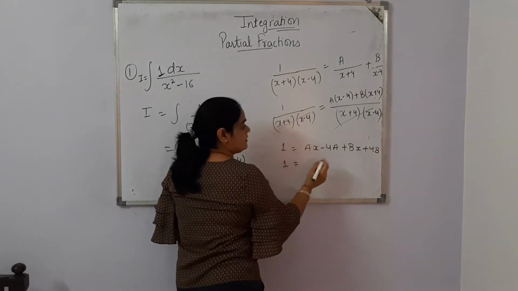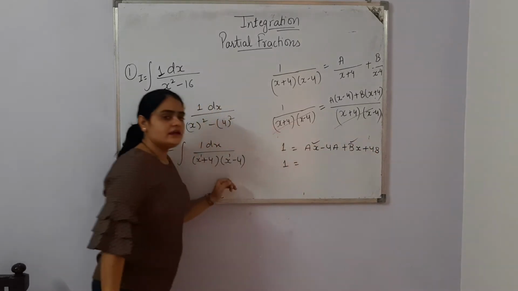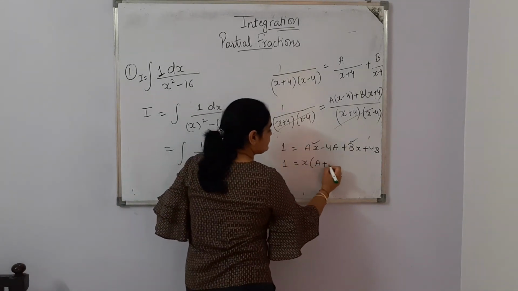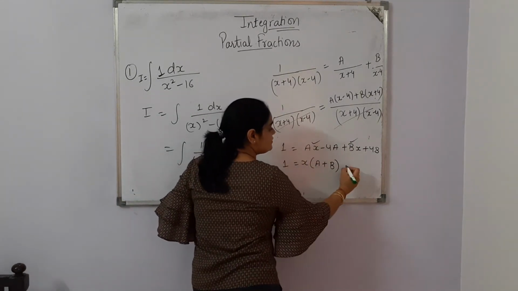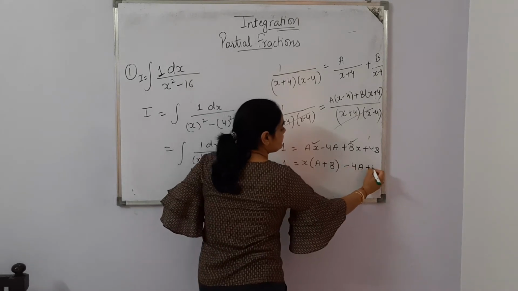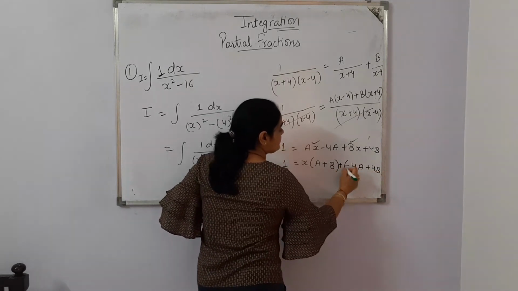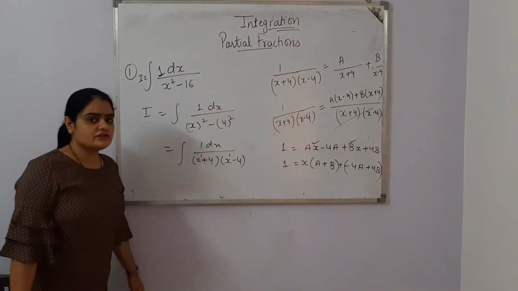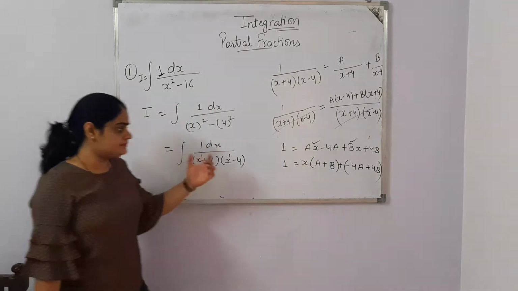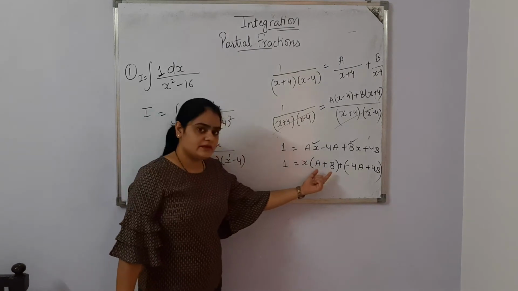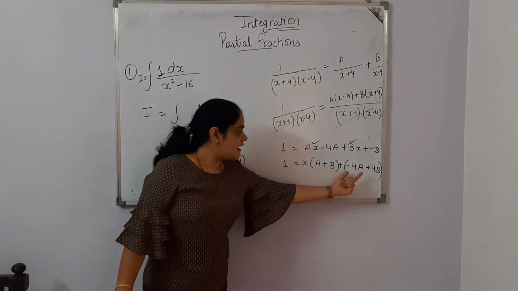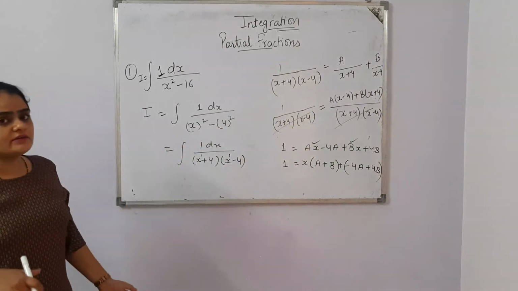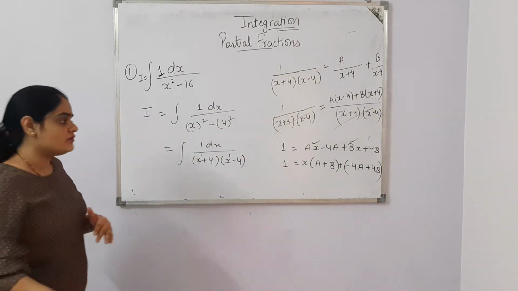And here we can take x as common. After taking x as common, what we'll get inside? A plus b, and this is a constant, minus 4a plus 4b. This is a constant term. So now here's one term, that means this is the coefficient of x and this is a constant, because here x is not coming. That means if variable is not coming, that means that is a constant term.